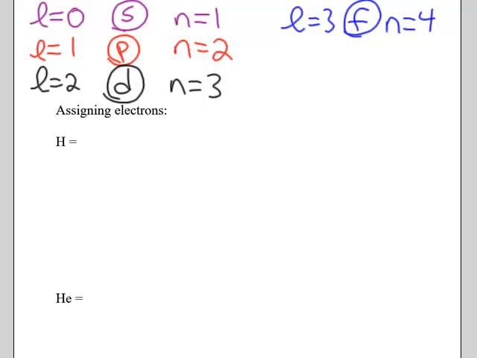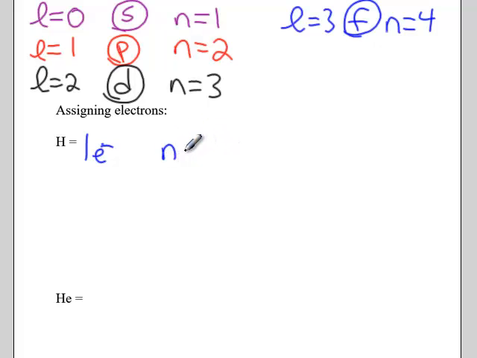Now we have all the information we need to assign quantum numbers to all the electrons in atoms. So we'll start with hydrogen, because hydrogen only has one electron. And if you look on the periodic table, you'll find hydrogen in the upper left corner, which is where we call the S block, and it's in the very first row of the S block.